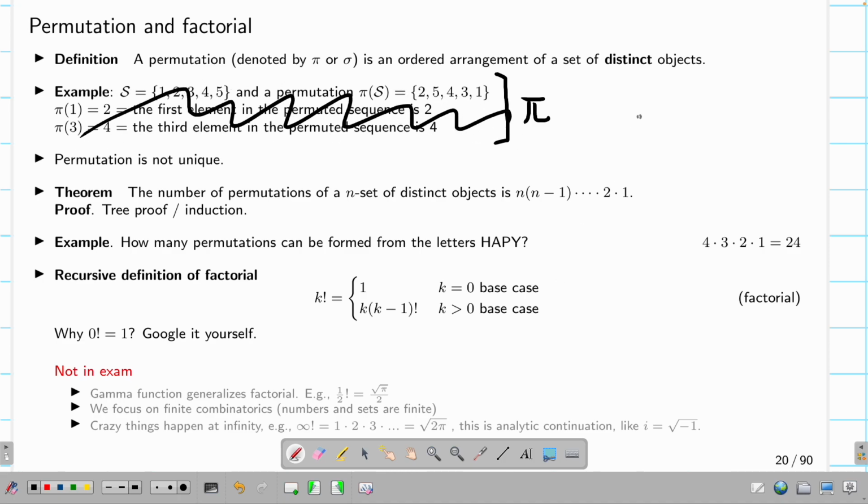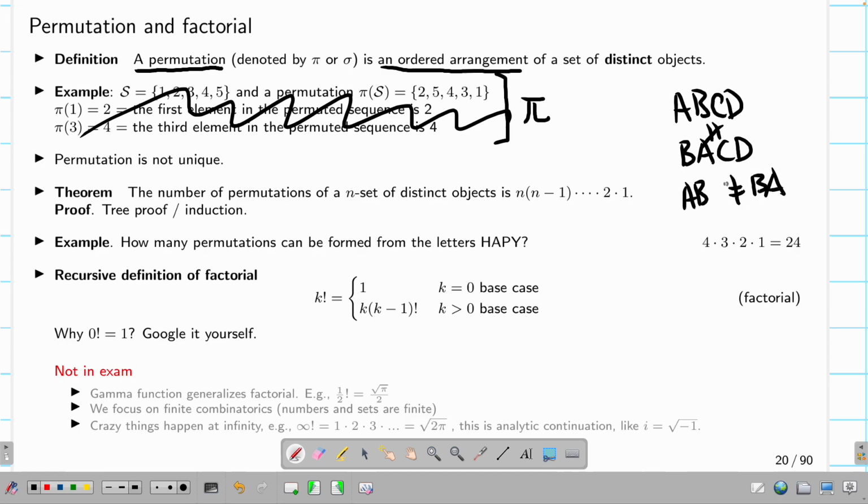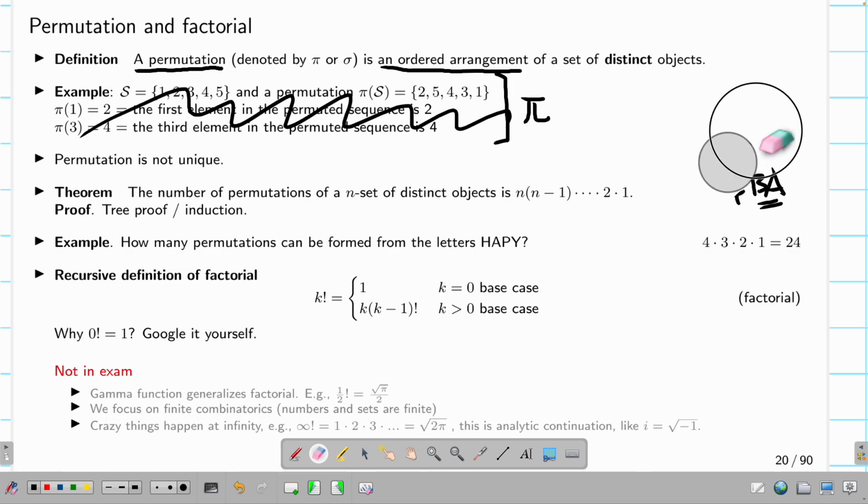Okay. And what is permutation? A permutation is an ordered arrangement. So basically, A, B, C, D and B, A, C, D are not the same thing. Or in other words, A, B is not the same as B, A. Then this order, A first, B second, and this order, B first, A second, are not the same thing. Then we call it a permutation.